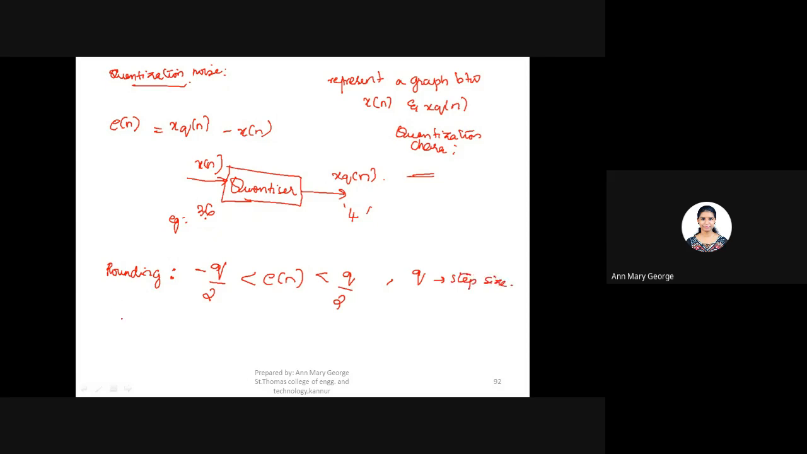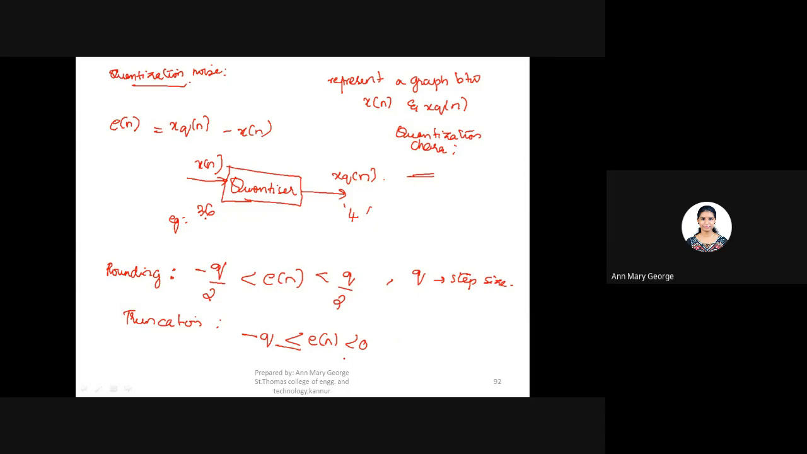And the next one is truncation. Truncation means the range can be between minus q less than or equal to e of n less than 0. This is the truncation.